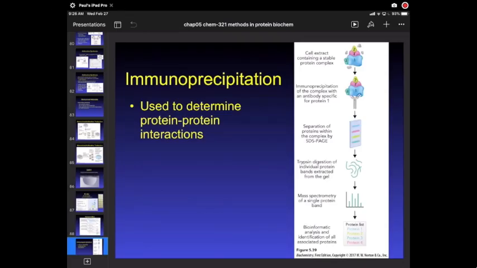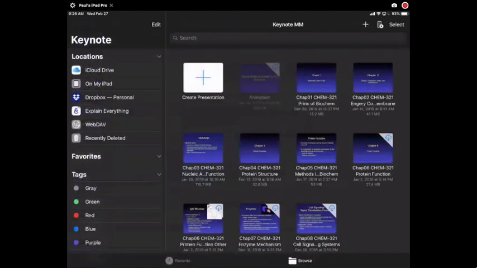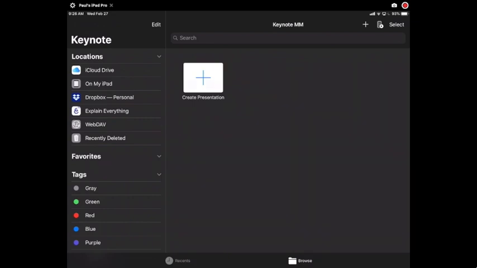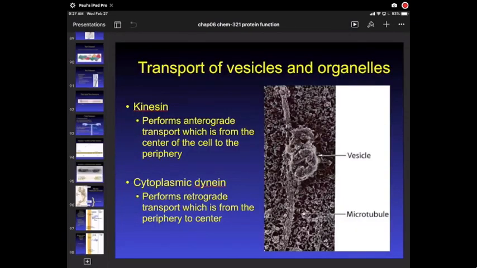Next chapter, presentations, protein function. Check this out. We have 8 chapters to cover. We're starting 6. That could be scary. We're way past the halfway point now.